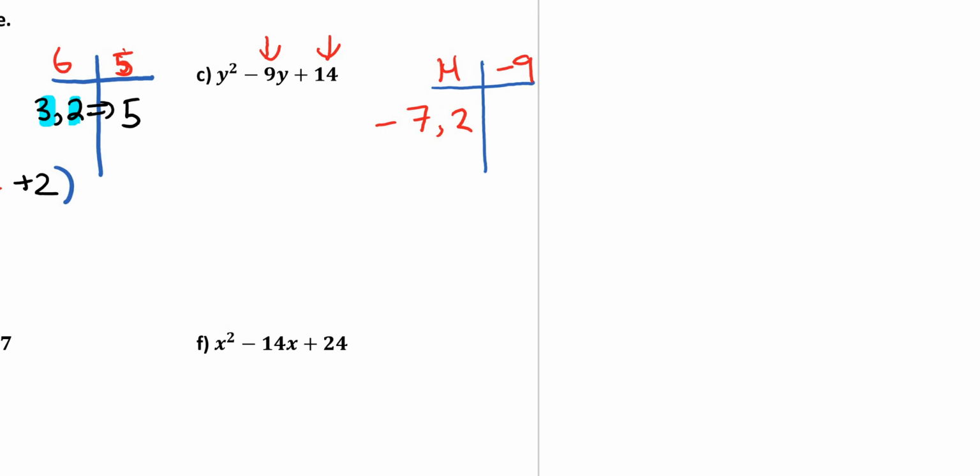Negative 7 and negative 2. So negative 7 times negative 2 would give you positive 14, and negative 7 minus 2 would give you the negative 9. So sorry about that. And then my two brackets, y is at the start, and then minus 7 and minus 2, and that would finish off the factoring there.